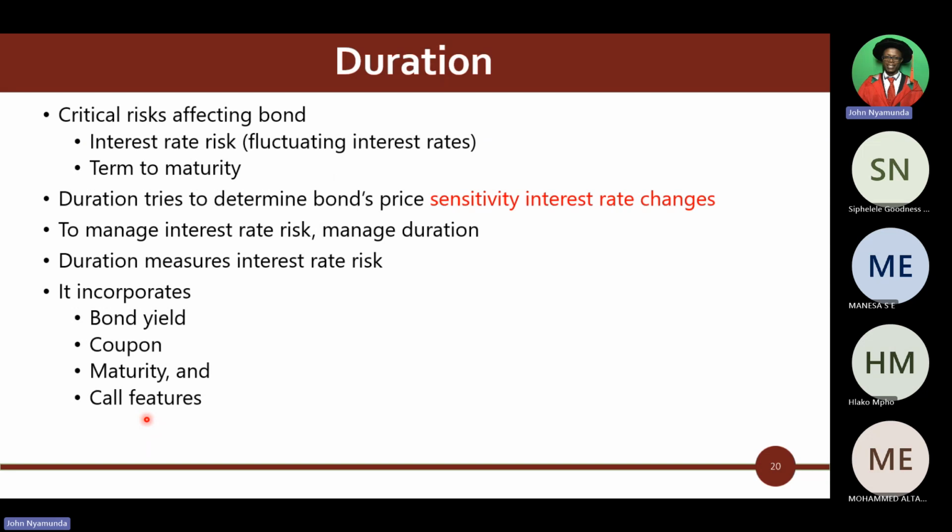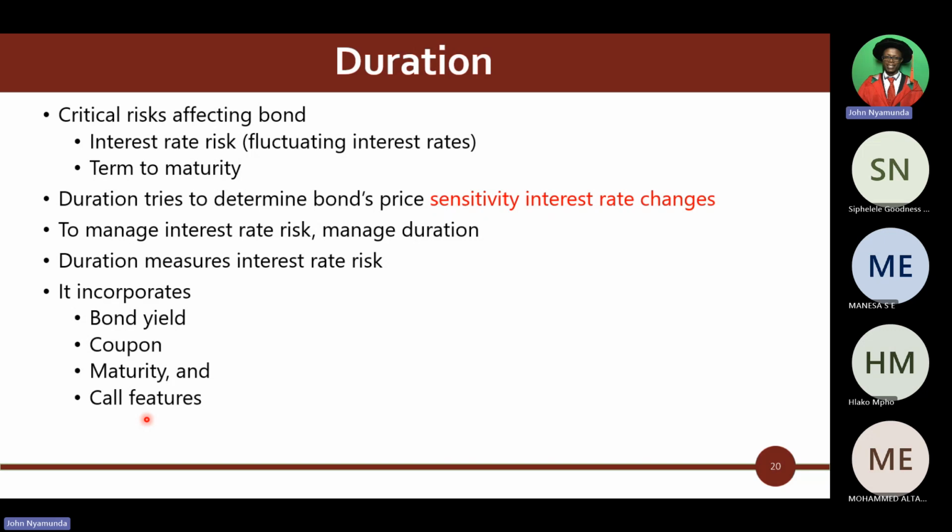Okay. Now let's use what we've learned to calculate duration. Remember we said if interest rates increase, the price of the bond falls. So bonds face what we call interest rate risk. You buy a bond and the interest rate increases, so the price of the bond you are holding falls. Your term to maturity is also a risk to holding a bond. That means the bond is very sensitive to any change in interest rate.